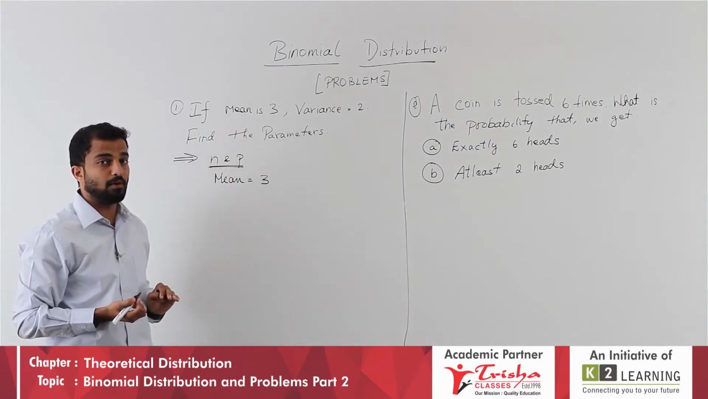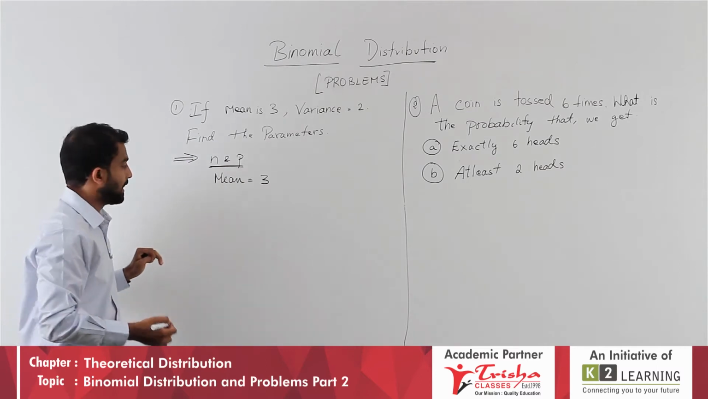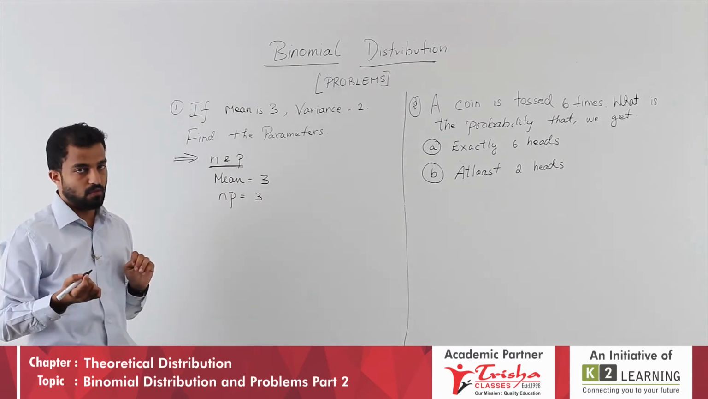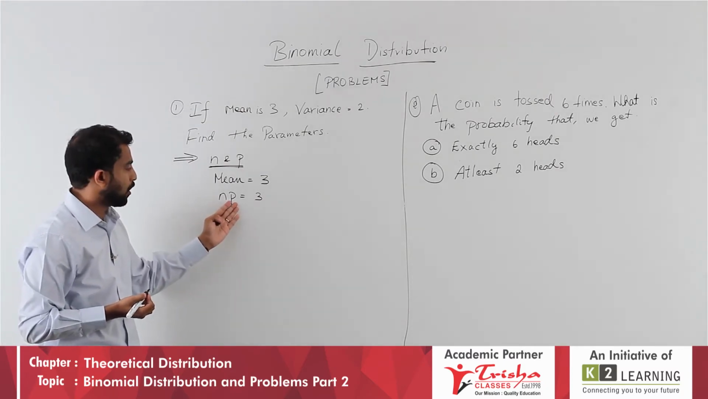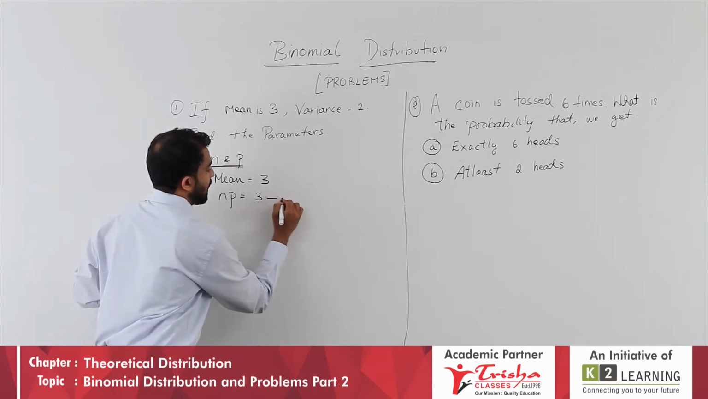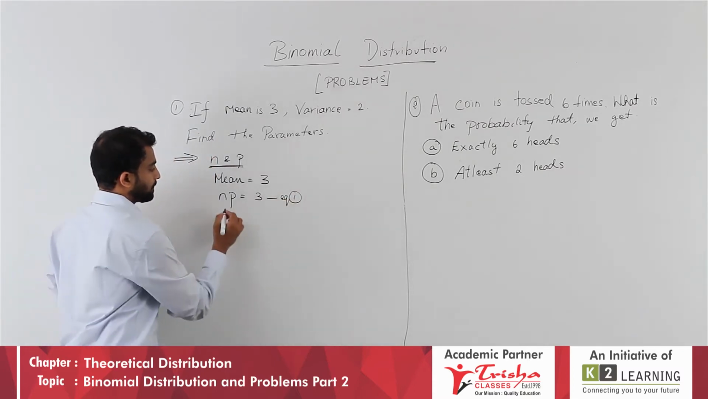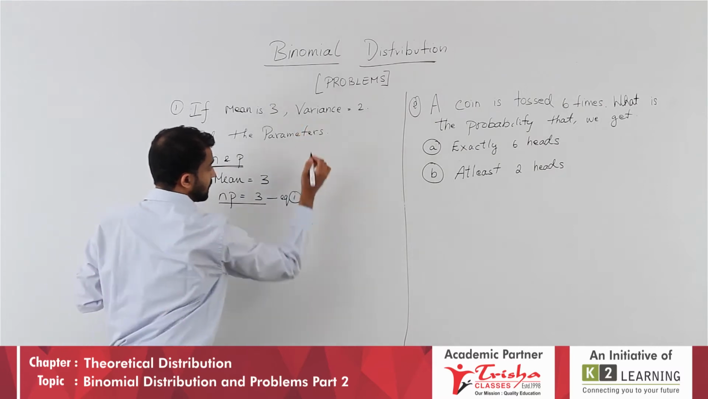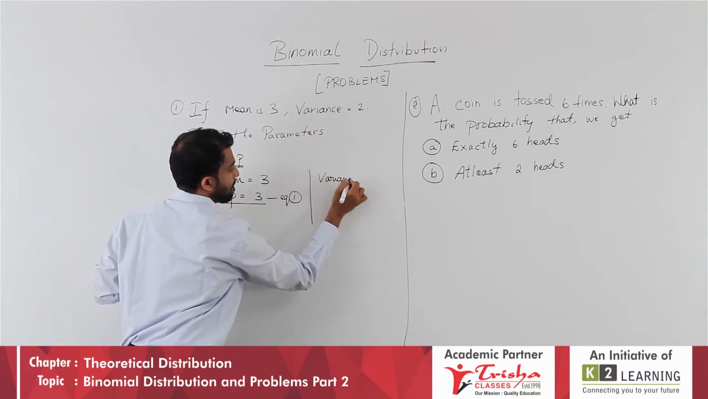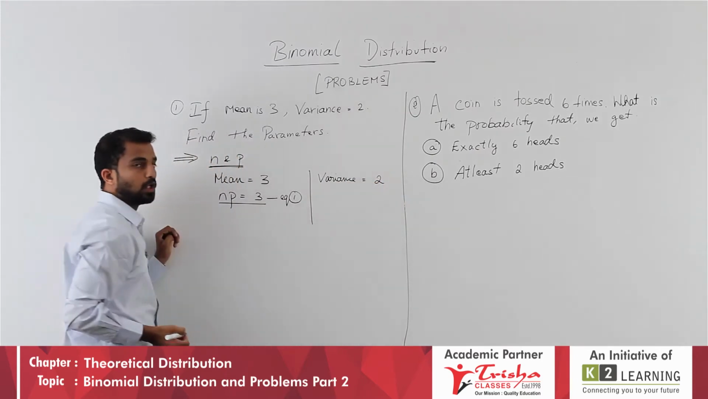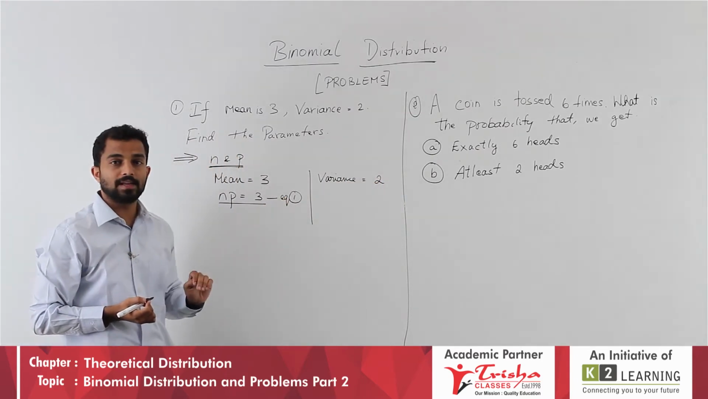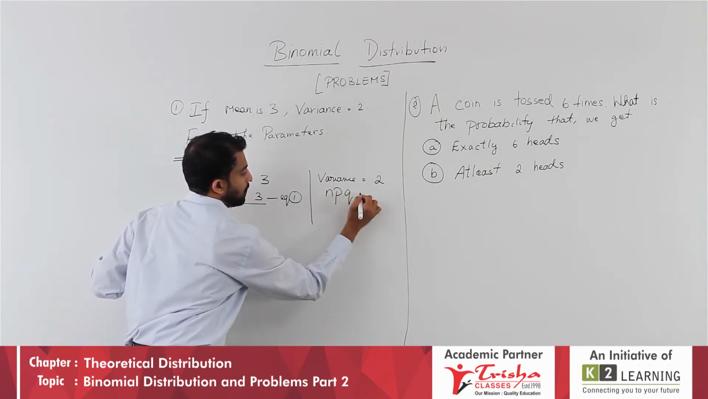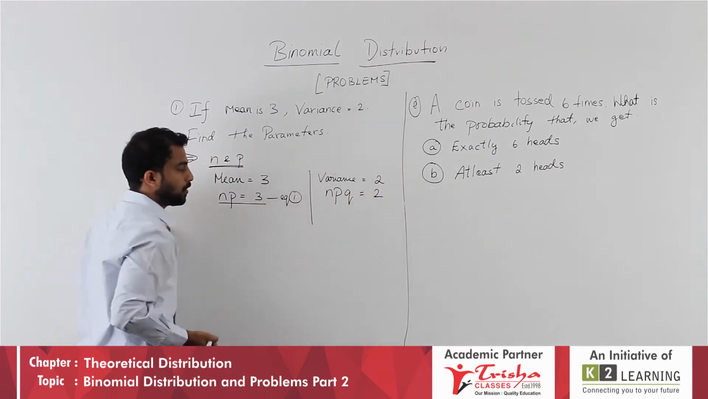What is the formula for mean under binomial distribution? It is np is equal to 3. Well, I do not know what is n. I do not know what is p. Anyways, I will write it as equation 1. Next, I will write what else is given. Variance is given. Variance is equal to 2. And what's the formula for variance? Variance is nothing but npq is equal to, I will write it as 2.